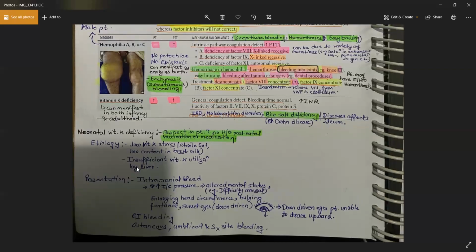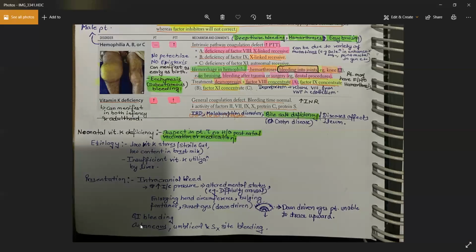What you will see is intracranial bleeding. Because of that, the intracranial pressure will rise. You will have altered mental status and an enlarging head circumference. They will tell you the patient has bulging fontanelles, which means the intracranial pressure is increasing. The patient will also have the sunsetting eye sign, which is downward-driven eyes, as you can see here, and will be unable to look upward if you ask them to.